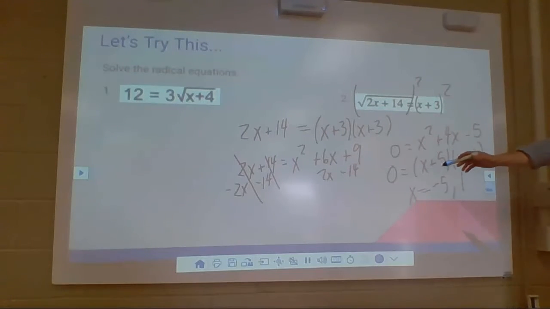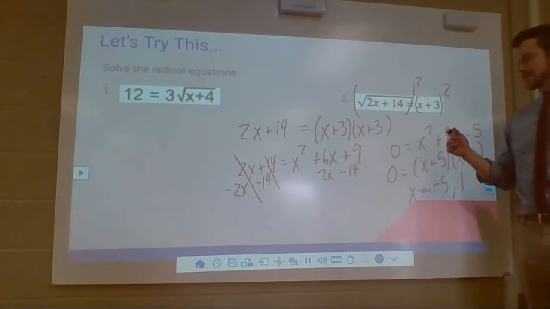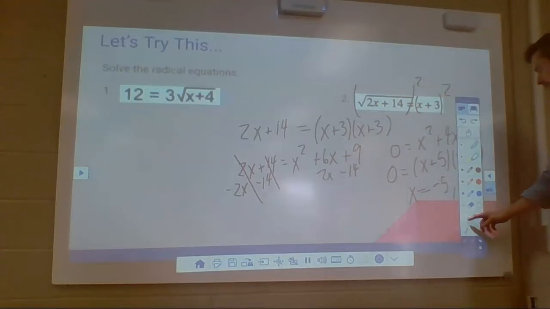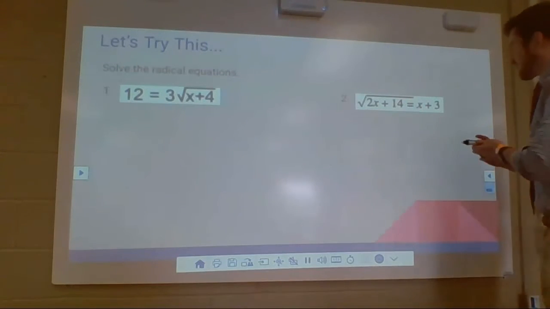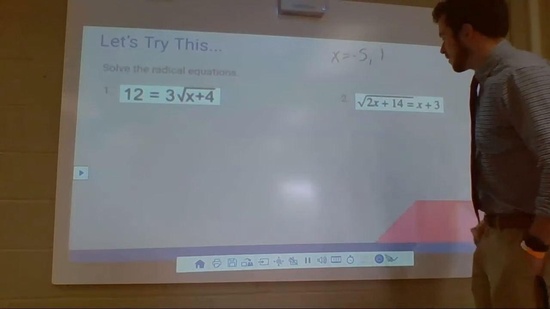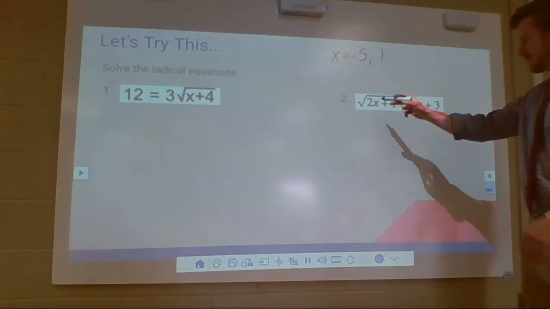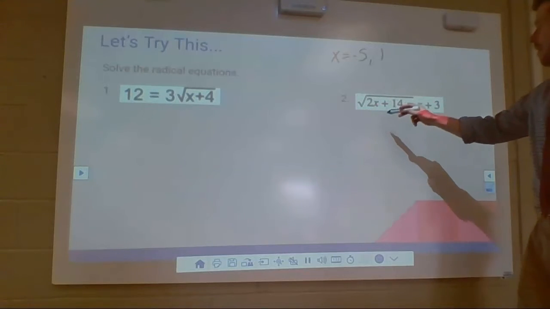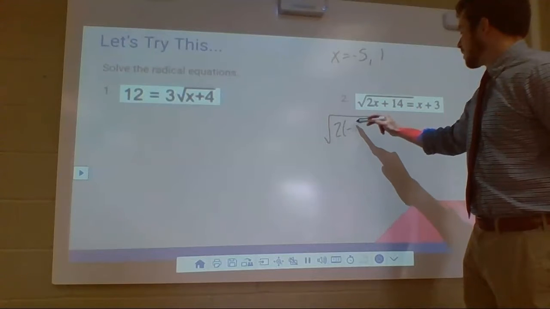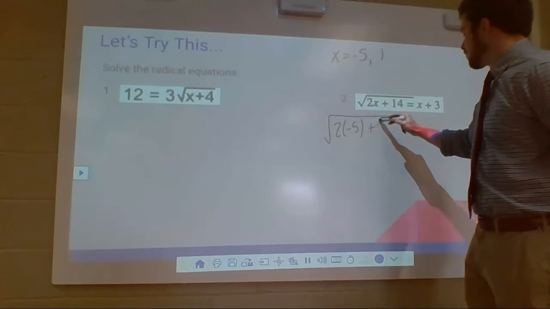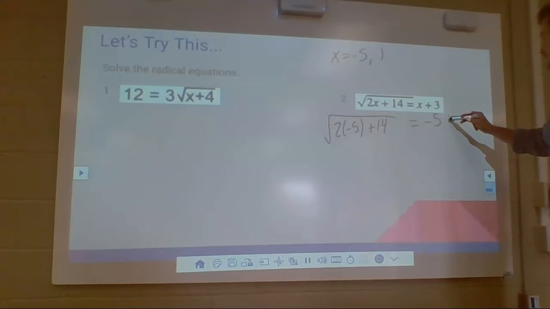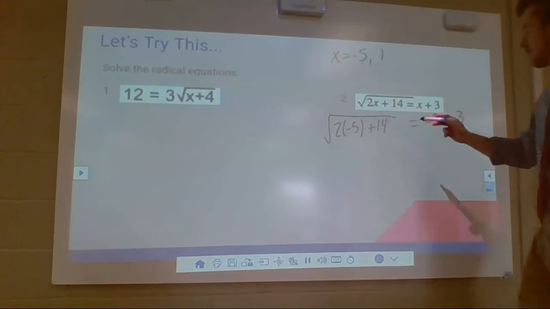Now, we're not done yet. We need to check for extraneous solutions. Let's see here. The solutions I found, I'm going to go ahead and just clear all this off. The solutions I found were x equals negative 5 and 1. Let's see if both of these check out. Alright, so I'm going to substitute them in. I'm going to get the square root of 2 times negative 5 plus 14 equals negative 5 plus 3. So I'm just substituting in negative 5.